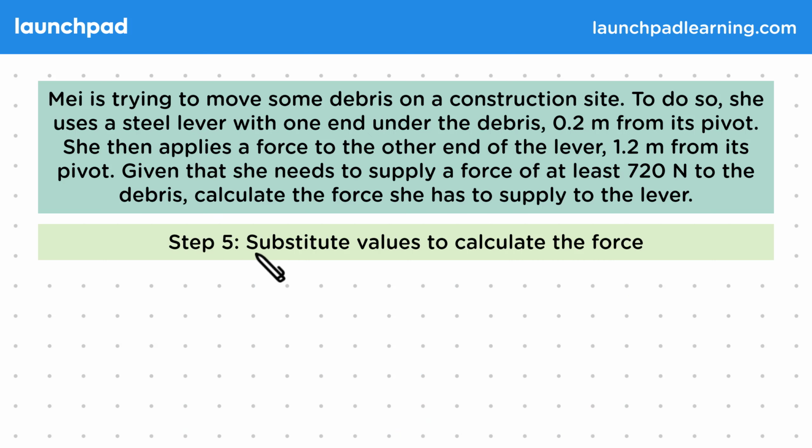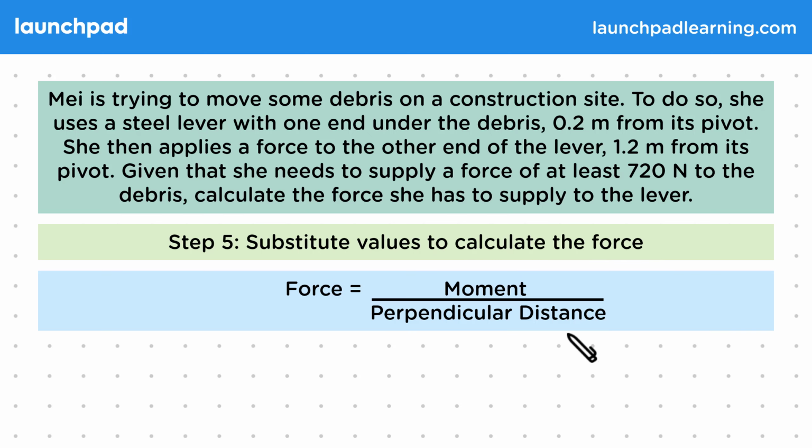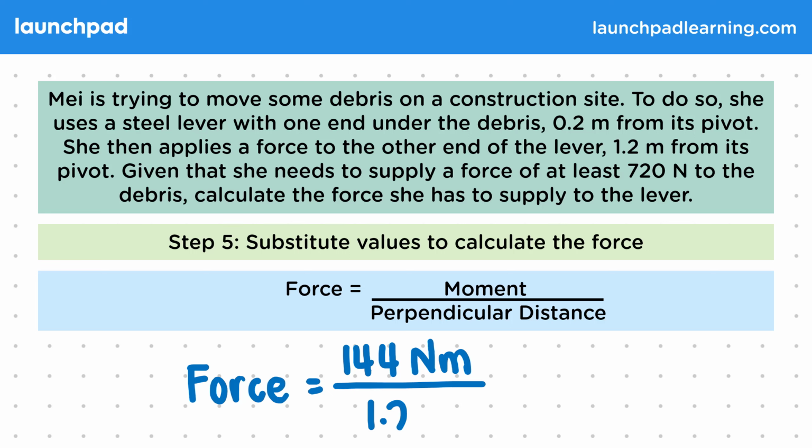Then in the final step, we need to substitute the values to calculate the force. Now here we've simply flipped the equation we found in the previous step. So the force is equal to 144 newton meters divided by 1.2 meters. So the force supplied is 120 newtons.